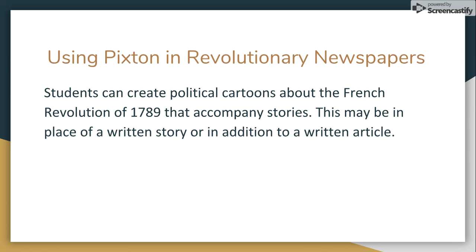So Pixton would give students the opportunity to create political cartoons about the French Revolution of 1789 that accompany the stories that other students are writing. It could be created in place of a written story, or in addition to a written article. In other words, they could write an article and then do a cartoon as well.